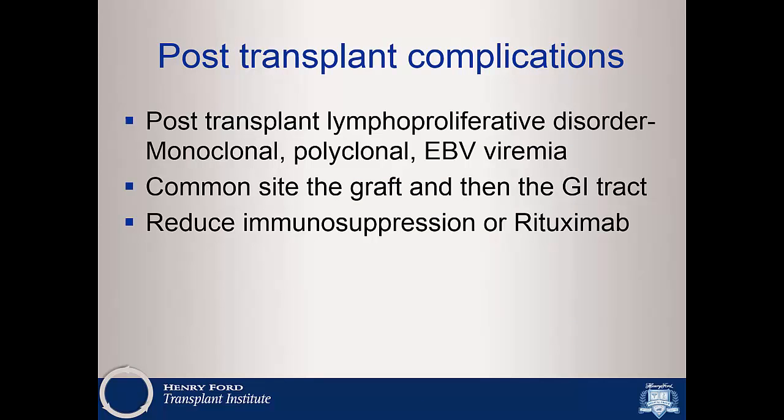So the lymphoma is called PTLD, which is post-transplant lymphoproliferative disease. It can be monoclonal or polyclonal. It is definitively related to infection with EBV virus. It is seen most commonly in people who are EBV primary mismatches. Again, the same thing with CMV. So somebody who's never seen EBV and you give them an organ that has had EBV virus, those are the high risks for PTLD. The most common way that this presents is a nodule or a mass in the graft. And then the second most common place that this can present is in the GI tract.